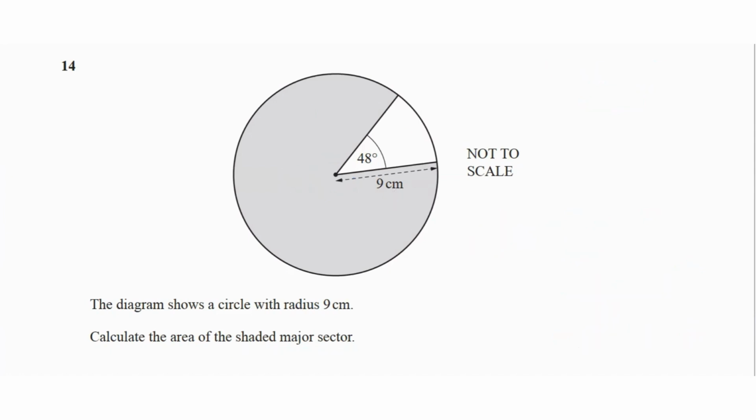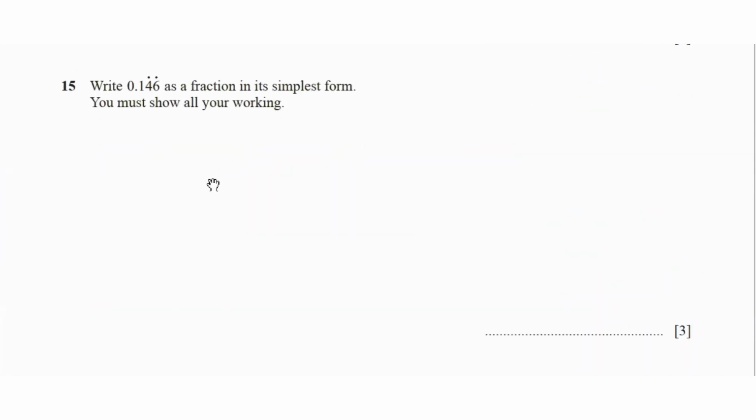Question 15 says, write 0.146 recurring as a fraction in simplest form. You must show all your working. So these kinds of questions are very common, and if you know how to solve it, the trick, then you don't need to get scared by it.